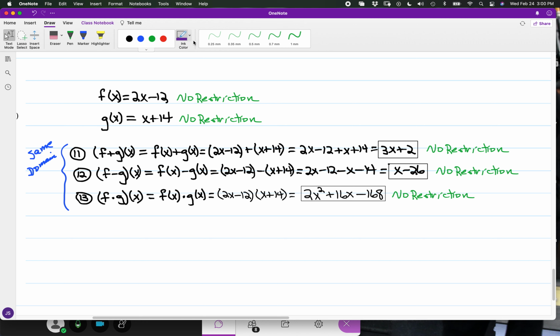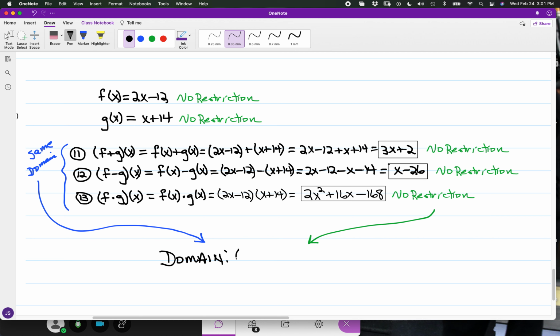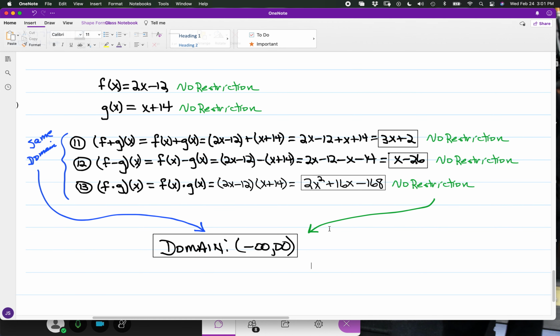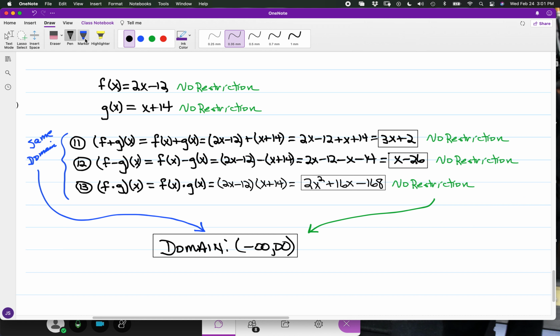And so for the domains throughout, again, the sum, difference, and product functions will all have the same domain. And since there are no restrictions, it's going to turn out that for the domain of all three of these operations, we're going to have the set of all real numbers.